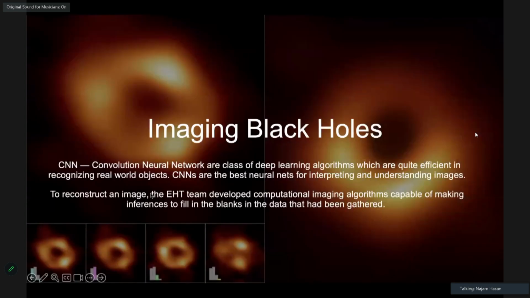Coming to this beautiful image which took all of us by storm, the EHT team developed computational imaging algorithms using convolutional neural networks to fill in the blanks of the data and generate this beautiful image of the black hole.